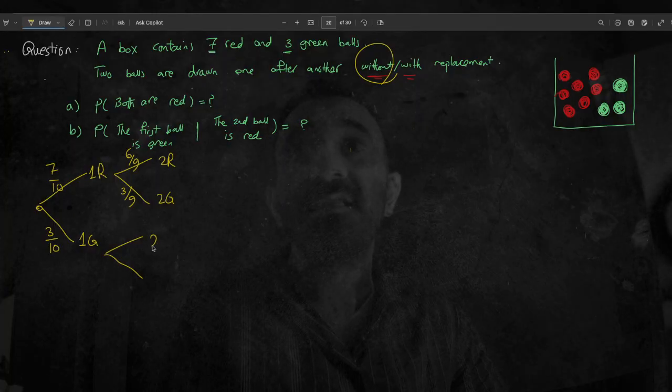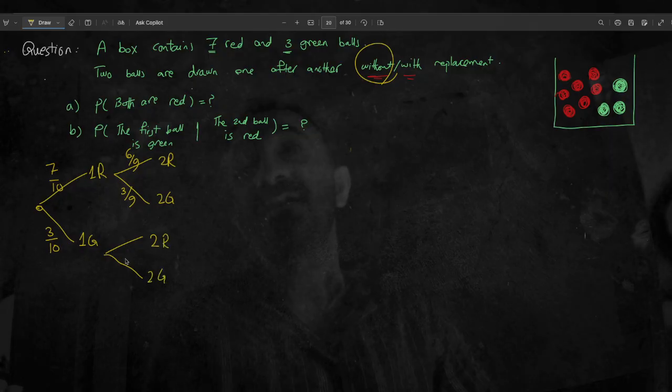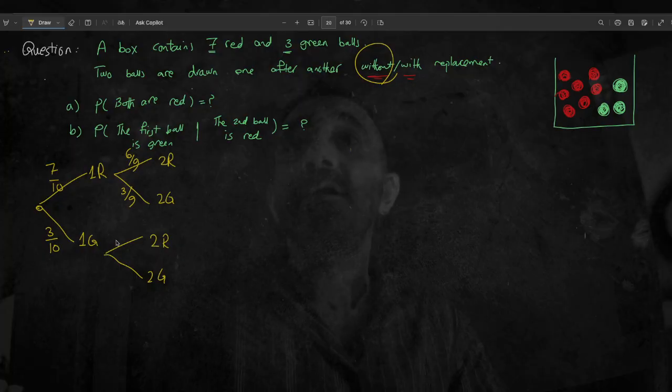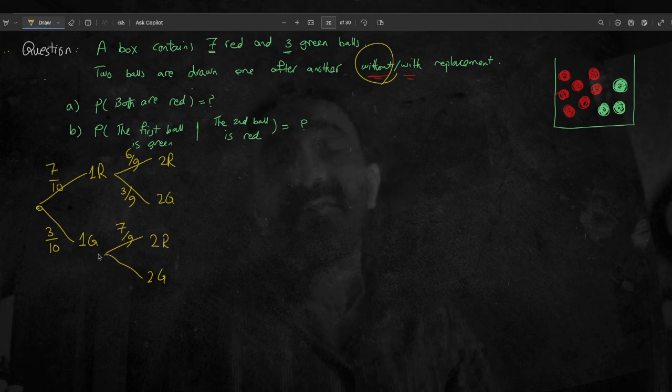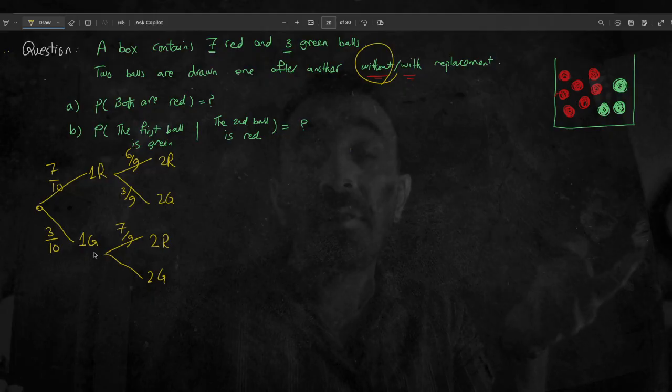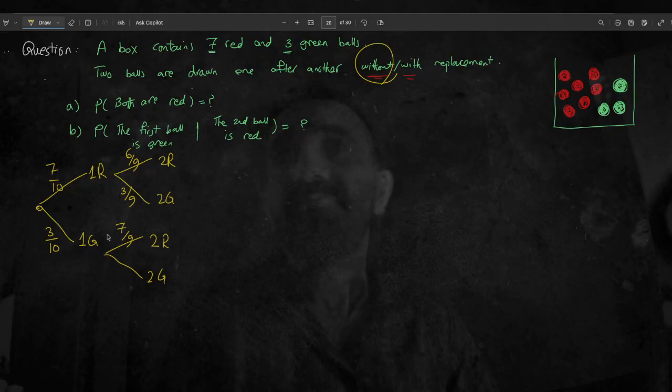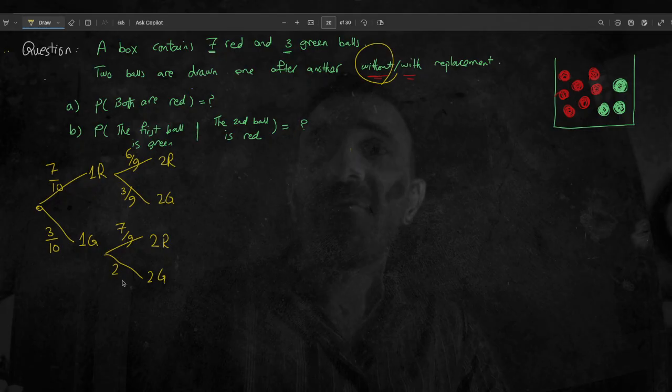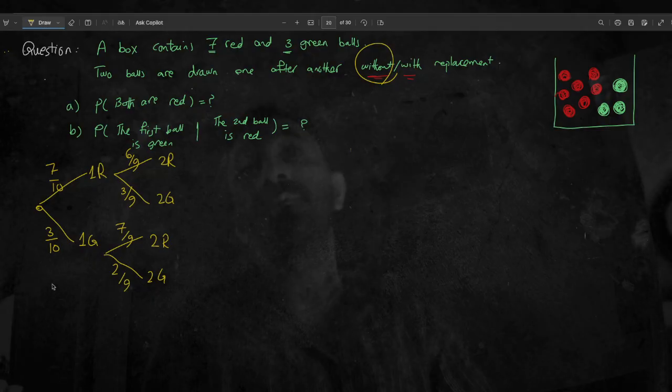Now let's talk about the second ball red and the second ball green in the case that the first ball is green. So the second ball is going to be red. Its probability is going to be 7 out of 9. Why 7 out of 9? Because if the first ball is green, I still have 7 red balls left. And the probability of the second ball green is going to be now 2 out of 9, because one green ball was left outside.